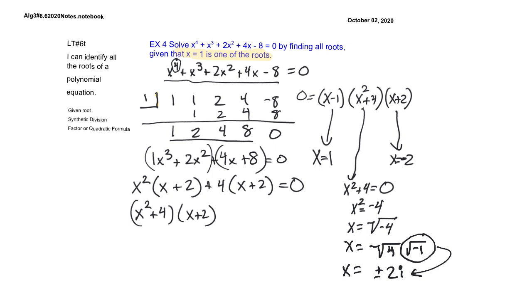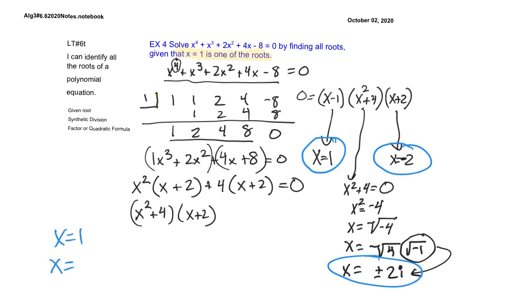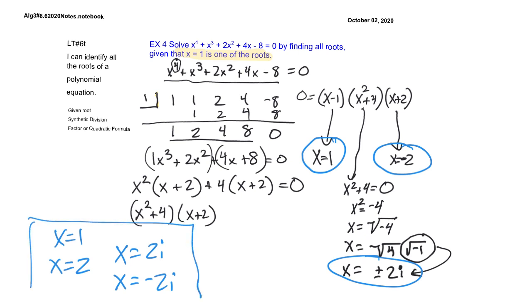So I have found my 4 solutions for this problem. I had x equals 1, x equals 2, x equals 2i, x equals -2i. Notice, 4 solutions. We started with an x to the 4th power, and I got 4 solutions. Perfect.